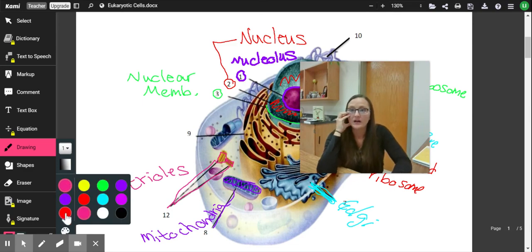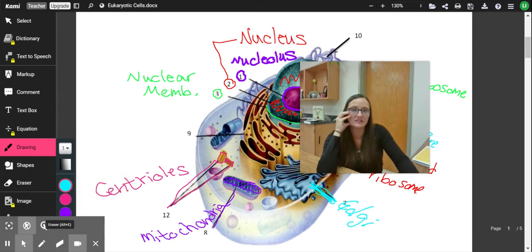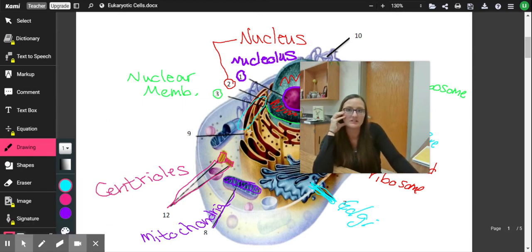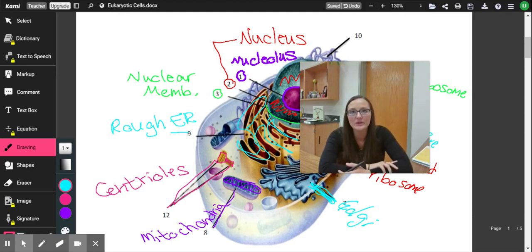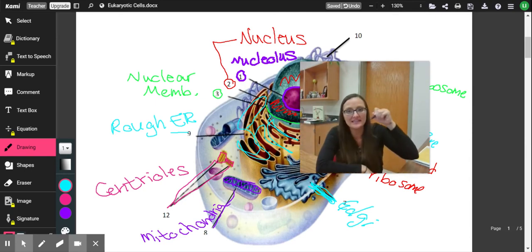Okay, number 9. Number 9 is pointing to what looks like melted gum. It's pointing to this whole wrinkly mess in there. And that would be the rough ER. And ER stands for endoplasmic reticulum. No, you don't have to remember endoplasmic reticulum. You can just say ER and you're set. It's called rough because it has ribosomes on its surface, and it looks like if you ran your hand over it, it would be rough or bumpy, and that's why it's called the rough ER. Okay, so I've done that one.